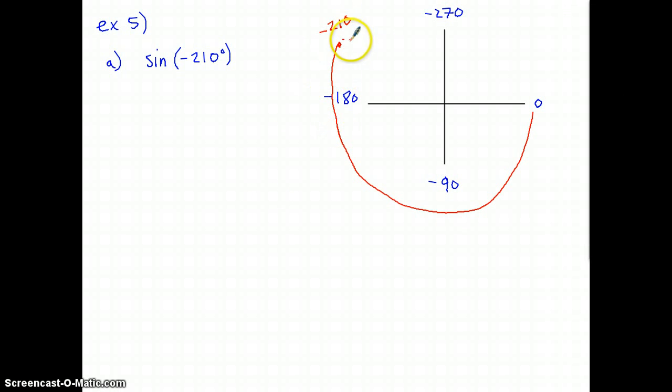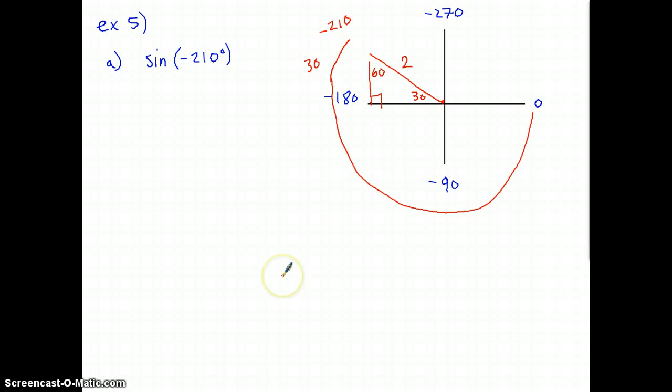From here, I'm going to go back to the origin and drop straight down to make a right triangle. What we want to figure out is the distance from negative 180 to negative 210. What's that distance? It's 30, right? So we're looking at a 30 here, and if that's 30, this is 60. We're looking at a 30, 60, 90 triangle.